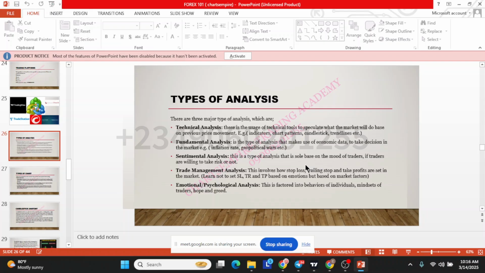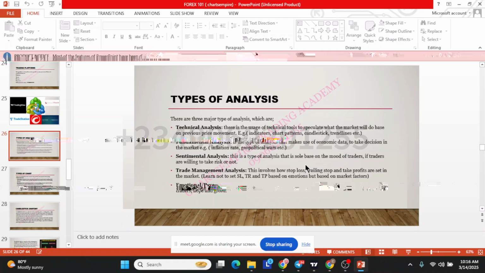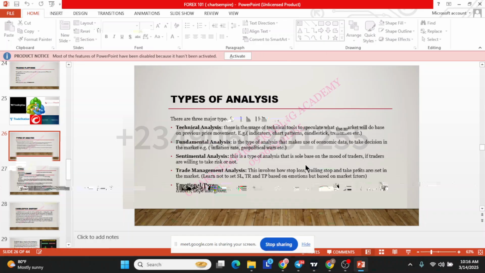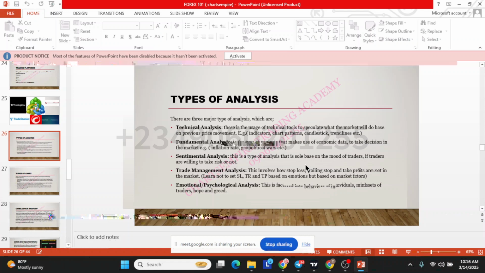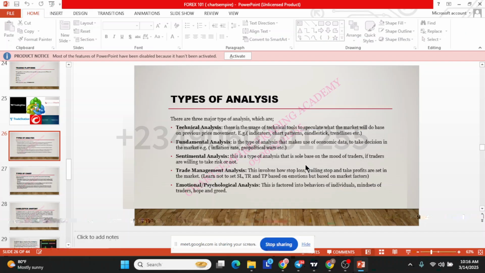That is sentimental analysis. So now we have trade management analysis. Trade management analysis is what you do after you have placed a trade, how you manage a trade. That involves your setting of stop loss, setting of your take profit, and usage of your trailing stop. So these are under trade management.